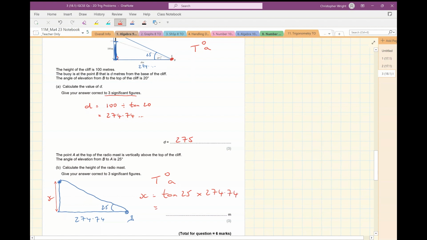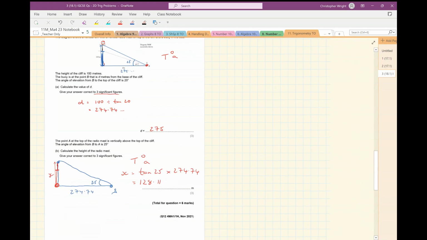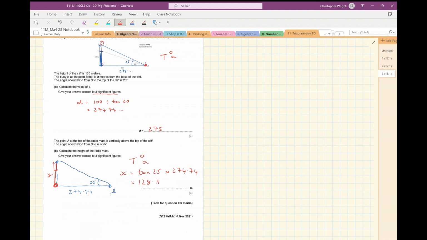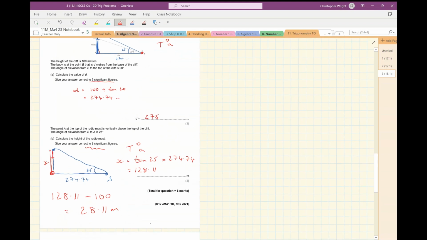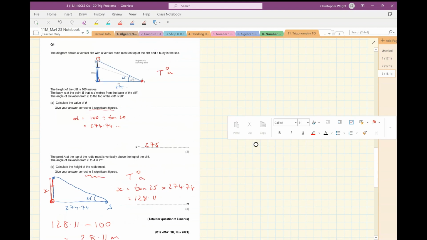Okay, so that is 128.11. Right, so that's the distance from the sea all the way up the cliff and then up the radio mast. So that means the radio mast must be that height, 128.11, minus 100 for the cliff. So the radio mast is 28.11 meters high. And it asks me to give my answer correct to 3 significant figures. So the answer I would give is 28.1 meters. And that's question 4 done.